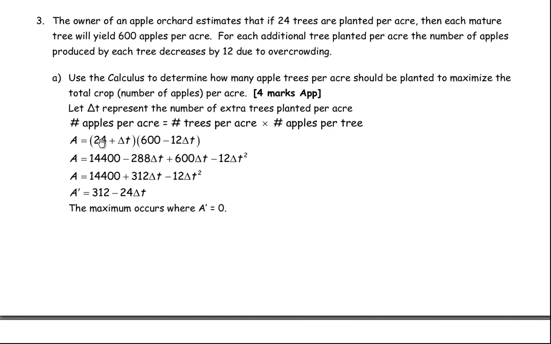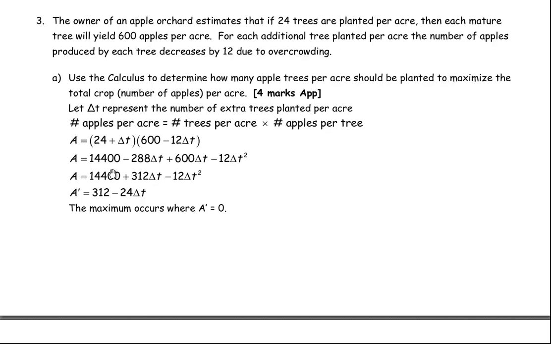So multiplying out, 24 times 600 is 14,400. 24 times minus 12 delta t would be minus 288 delta t. And then delta t times 600 would be 600 delta t. And then delta t times negative 12 delta t would be minus 12 delta t squared. And then combining like terms, these two delta t terms in the middle add to 312 delta t.